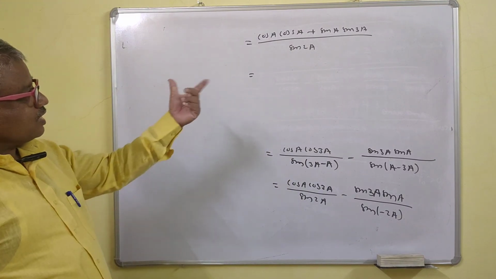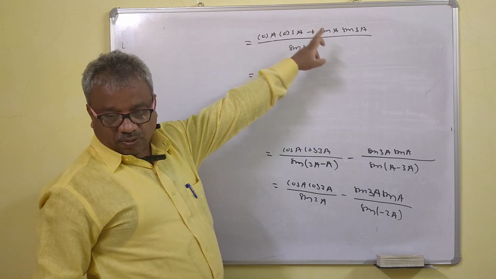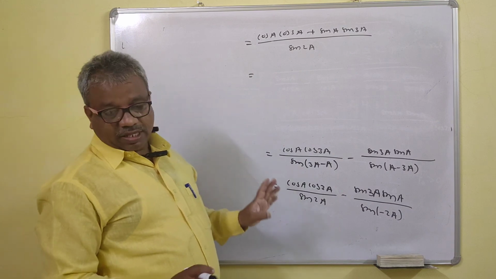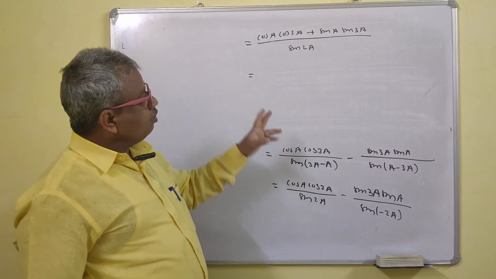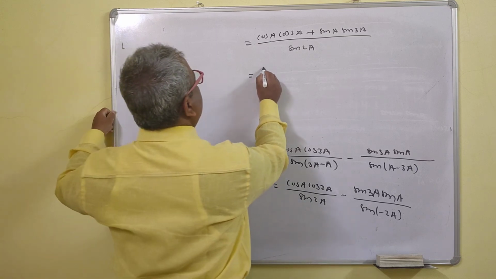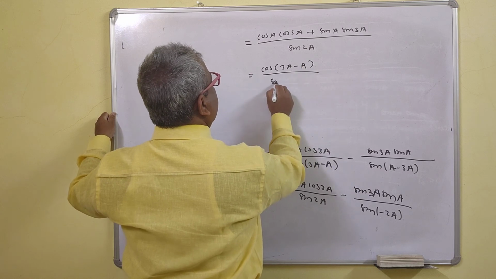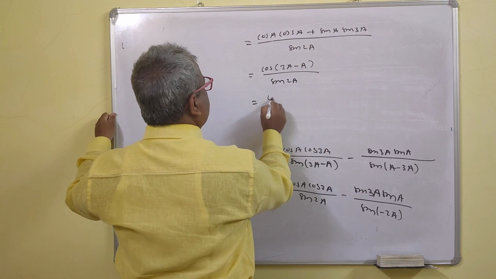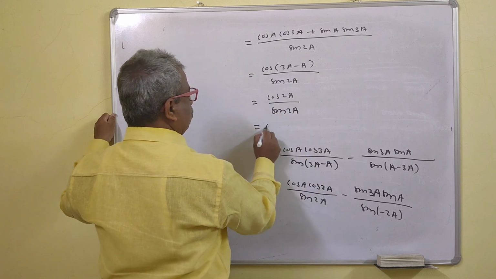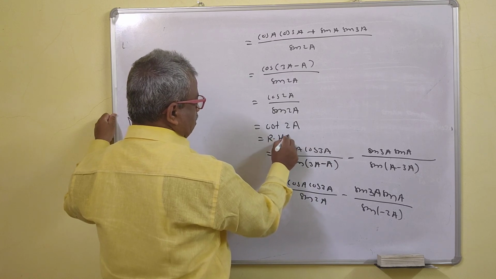Now see, both cos are there and sines are there, and the angle of cos and angle of sin are the same. That means the formula for cos(A−B) or cos(A+B) is applicable. Your middle sign is plus, so cos(A−B) is applicable here. So this is cos(3A − A) upon sin 2A, which is cos 2A upon sin 2A. So this is cot 2A that we want. This is RHS. Very simple.